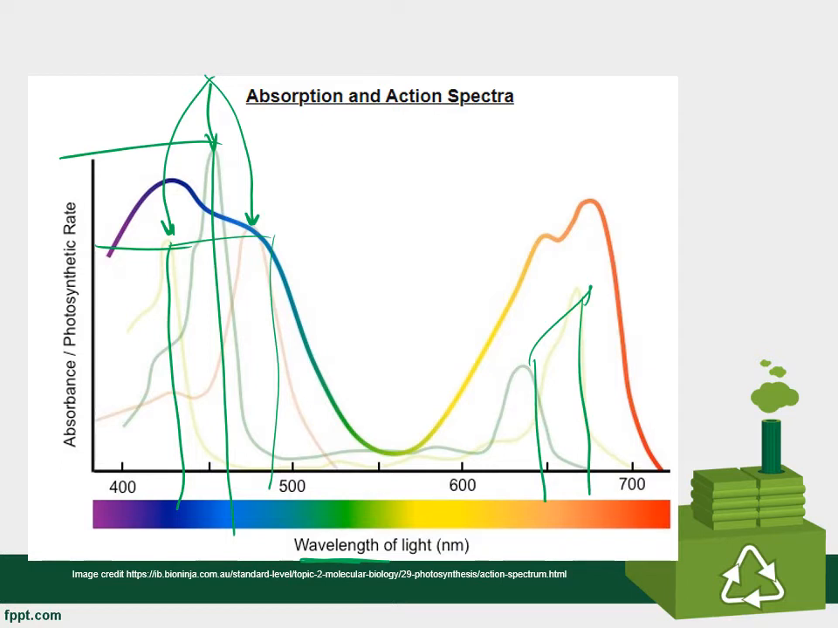Notice what color is least absorbed. Green. Plants look green to our eyeballs because that's one of the colors that is not well absorbed by the chlorophylls in the photosystems. This is the color that gets reflected back to our eyeballs. So because plants don't like green, they look green.